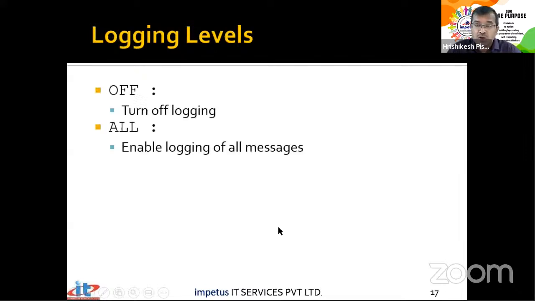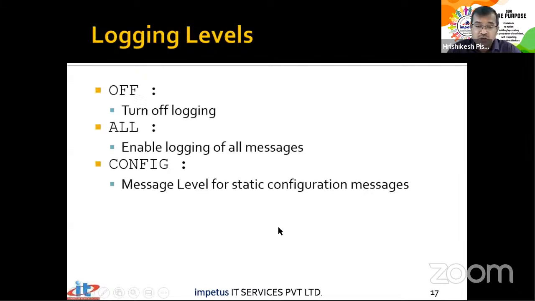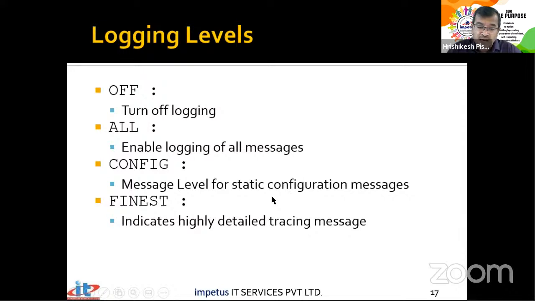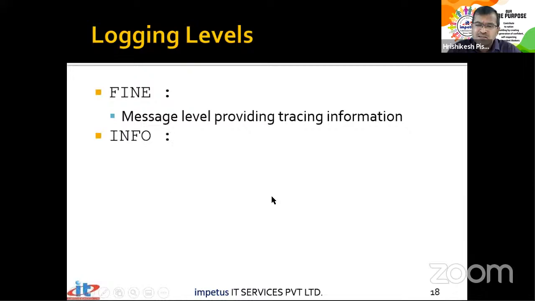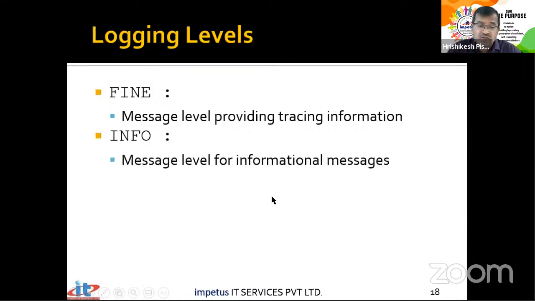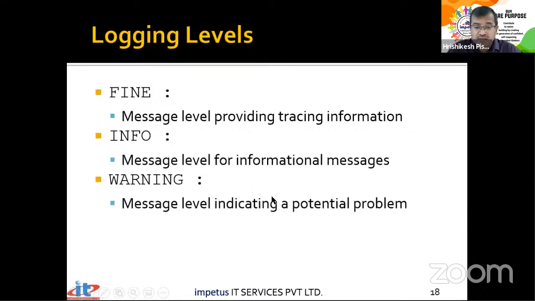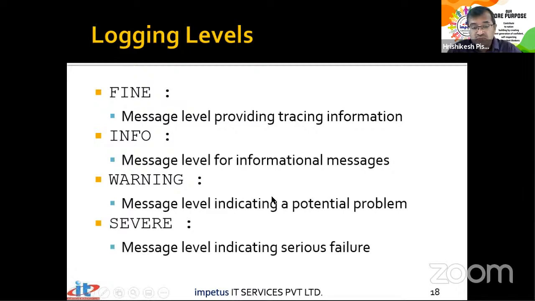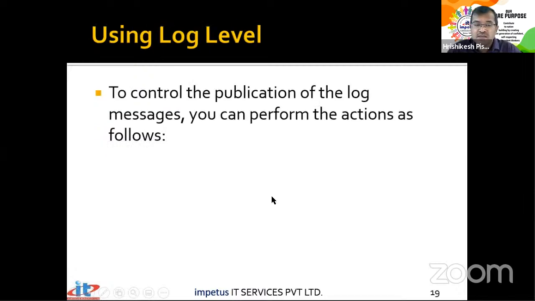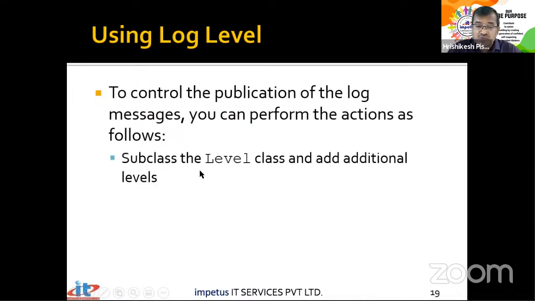Off turns off logging. All enables all message logging. Config is the message level for static configuration messages. You need to specify what kind of message it is. Finest indicates highly detailed messages. Finer indicates detailed tracing messages, and so on. Info is just some information messages. Warning indicates potential problems. Severe is something which is very critical. You can set the various levels. To control the publication of log messages, you can perform the actions as follows.